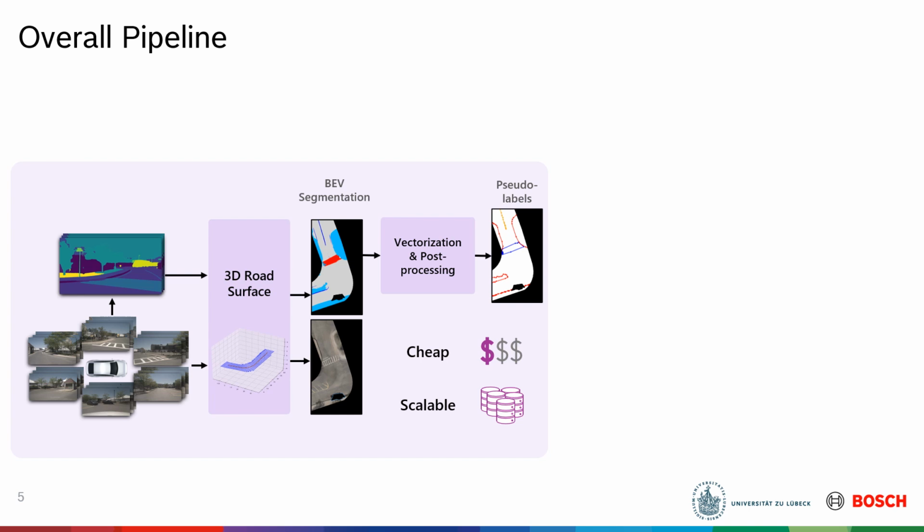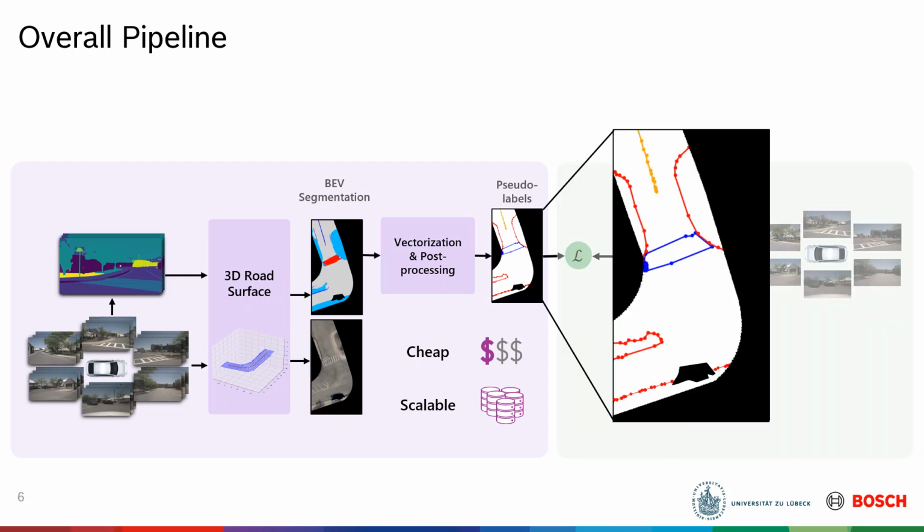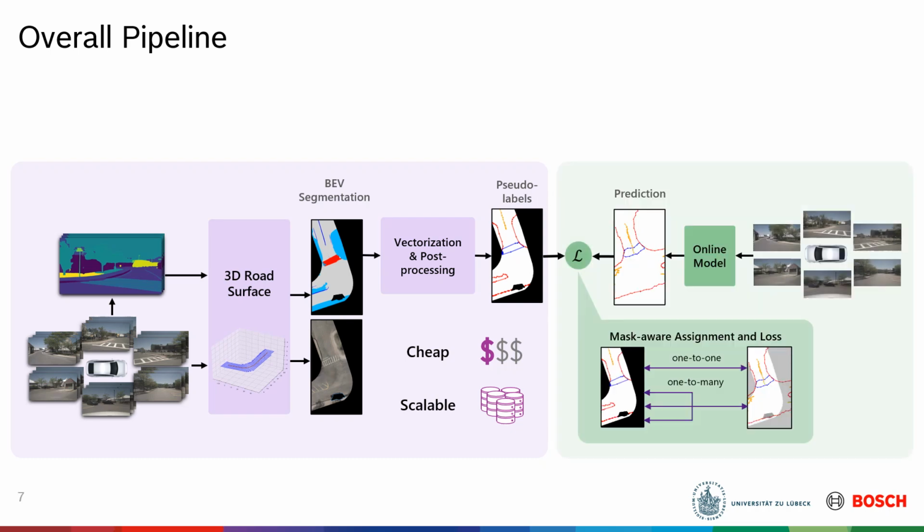Once the pseudo-labels are generated, we train an online mapping model with them. The challenge is that these labels are only partially observed, as shown here by the black mask, since the reconstruction covers a limited range. And static occlusions, such as parked cars, block parts of the scene. To prevent the model from learning these masked regions, we introduce a mask-aware assignment and loss function.